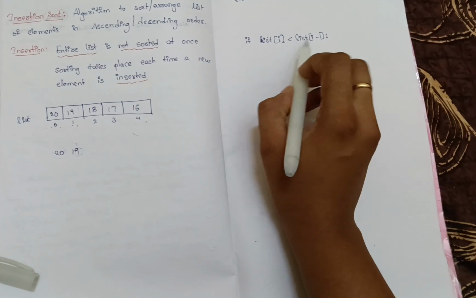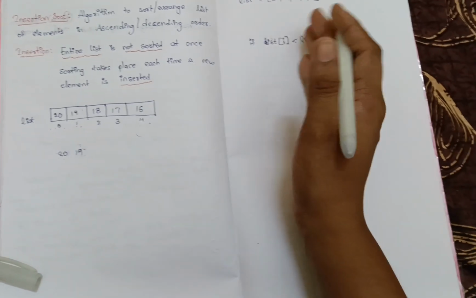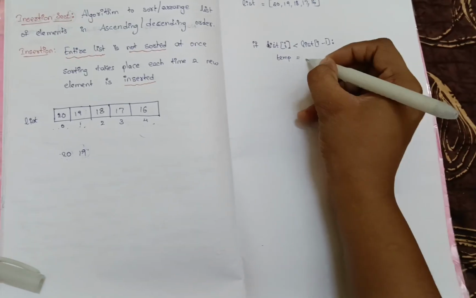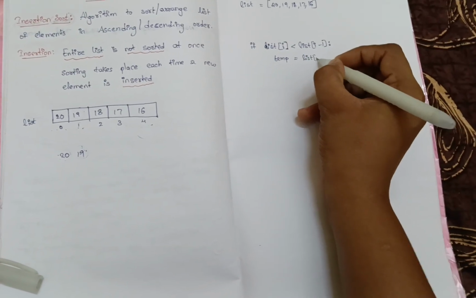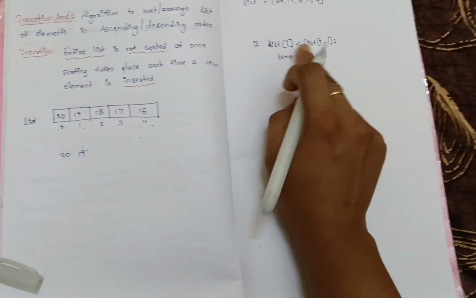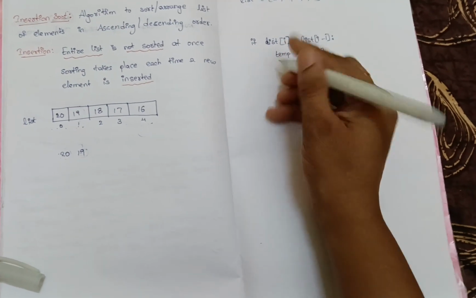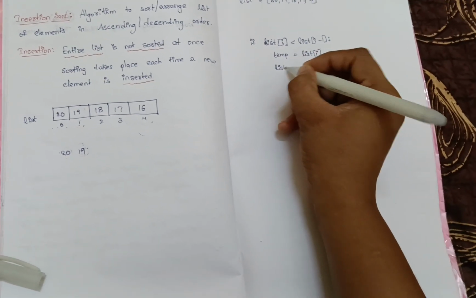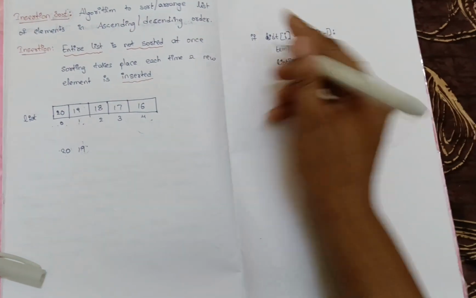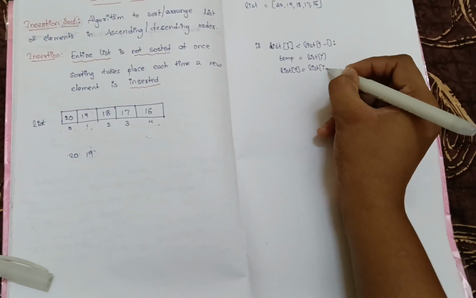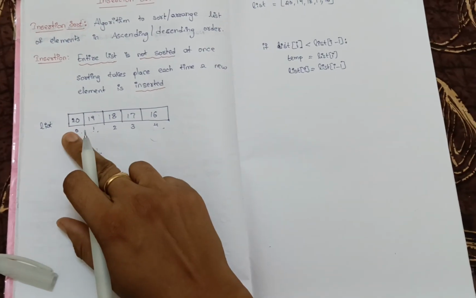I'm comparing that. If list of I is less than list of I minus 1, then I have to swap them. I'm taking a temporary variable and assigning list of I, which is 19, into the temporary variable. Now the temporary variable has 19. Then I would like to assign the list of ith place with the list of I minus 1 value.